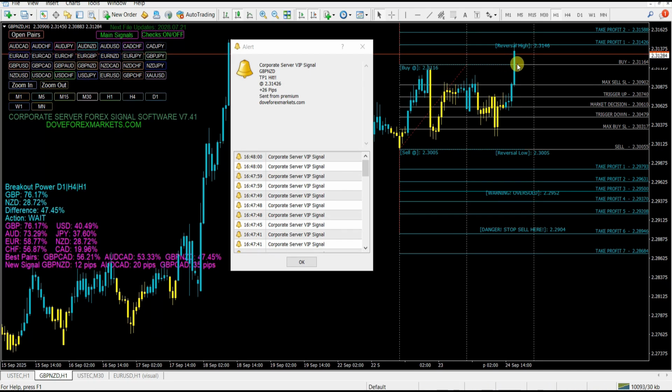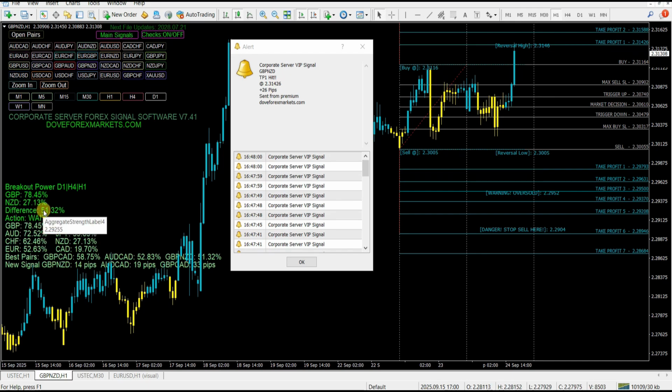So as the price breaks out, please look at the strength difference. These two must be different in terms of their strengths. One must be strong, the other one must be weak. So pound must be strong there because we're looking at a buy. New Zealand must be weak, to give way for the base, which is pound, to go up with it. Action should change from wait to proceed.